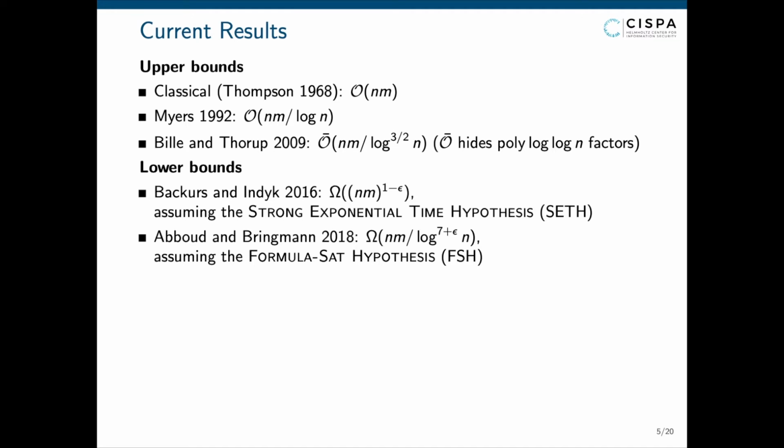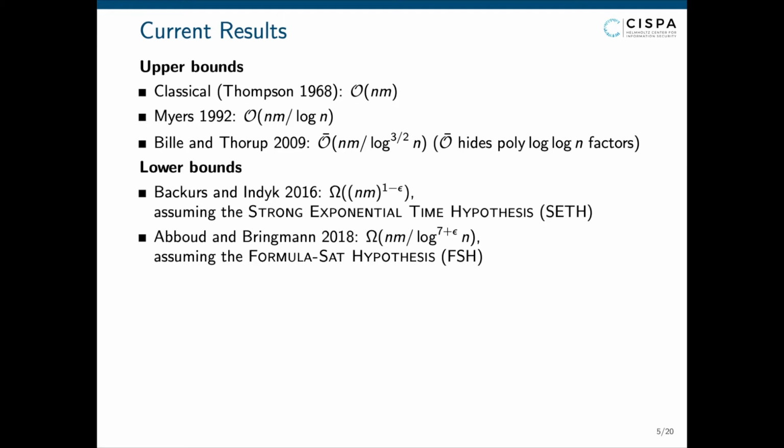So what are the current results? There's the classical O of n times m algorithm by Thompson from 1968. And it took several decades to get an improvement for this algorithm. The first improvement was by Myers using the so-called Four Russians technique, and he was able to shave one log factor from the quadratic running time. Then Bille and Thorup gave another improvement, and they were able to shave 1.5 log factors.